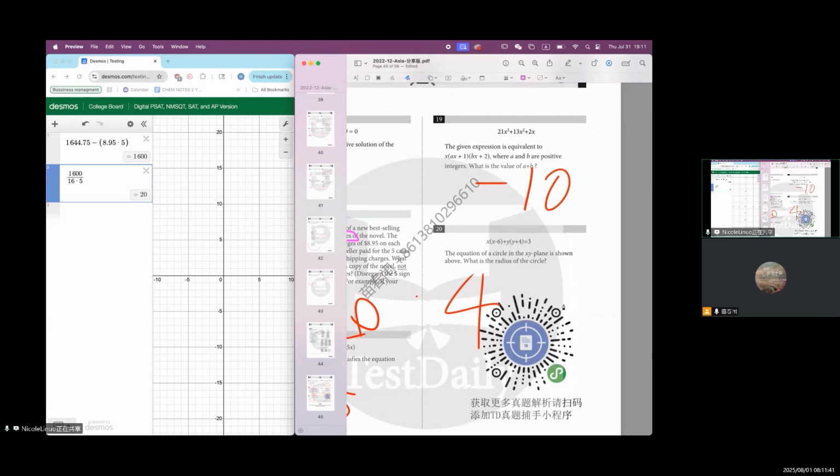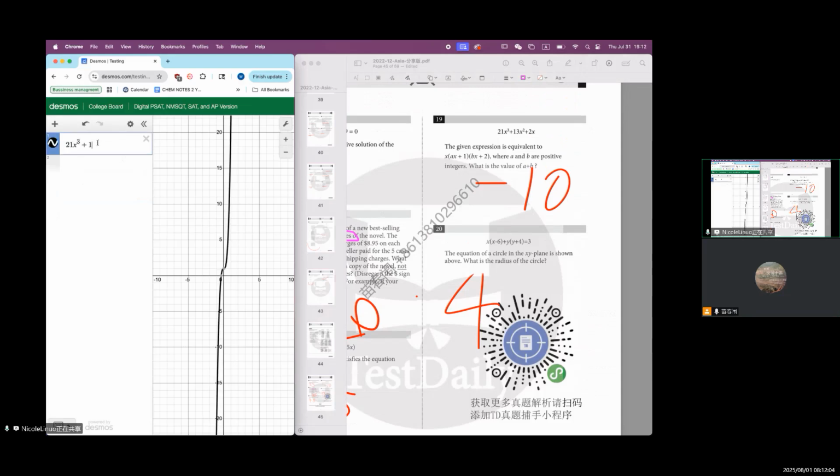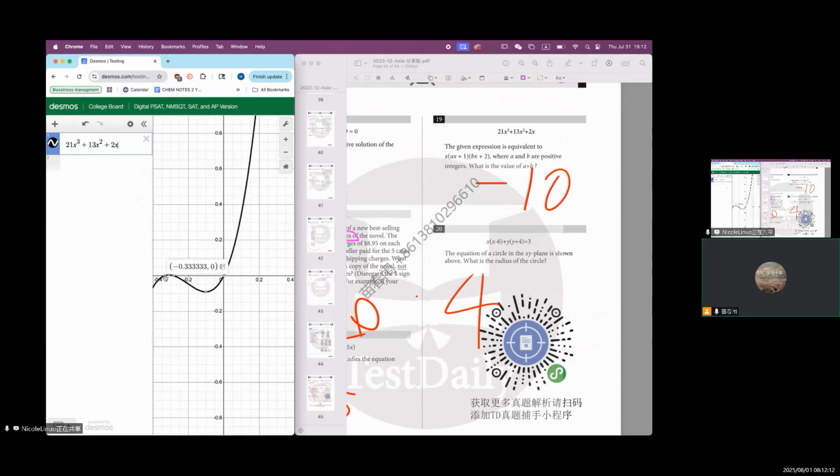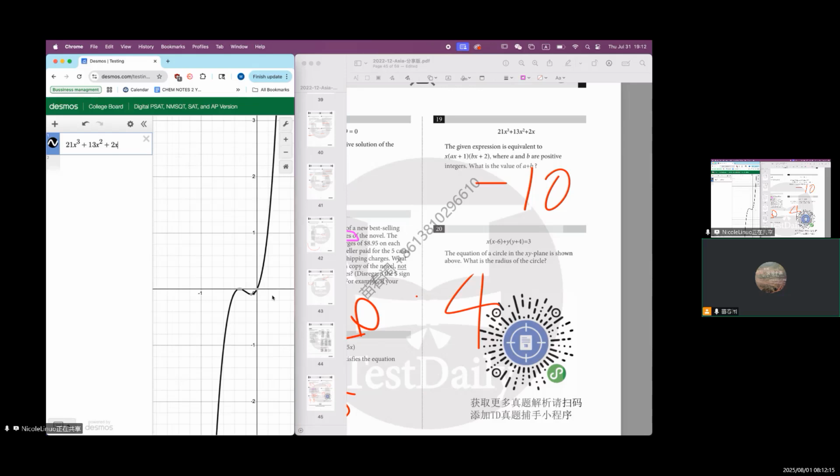Negative 10. Why are you silent? Why is it negative 10? Maybe both are positive integers. Let me see. I used decimals for this question, so maybe something went wrong. Oh, whatever. I guess that's not the best way to do this. Probably not.